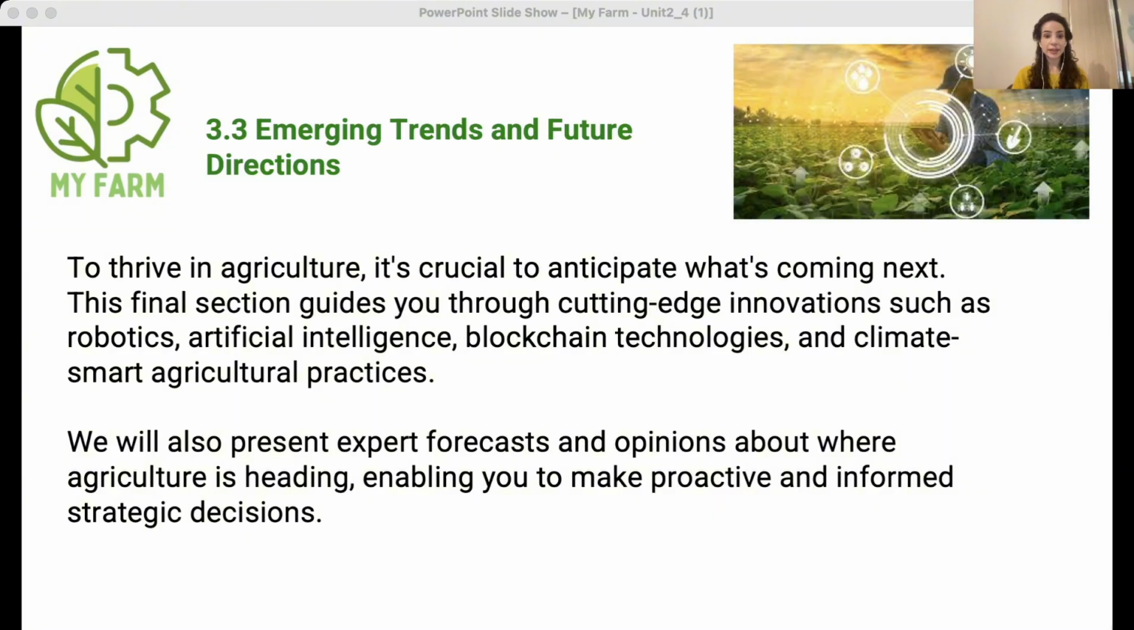Looking ahead, agriculture is being reshaped by powerful emerging trends. Innovations such as robotics, artificial intelligence, blockchain-based traceability systems, and climate-smart agricultural practices are already transforming how food is produced and managed. Staying informed about these trends allows agricultural professionals to act proactively rather than react under pressure.